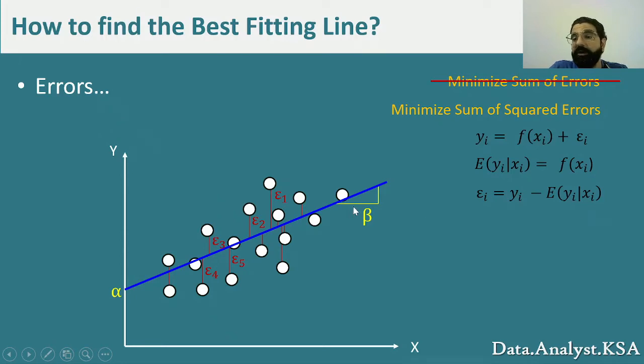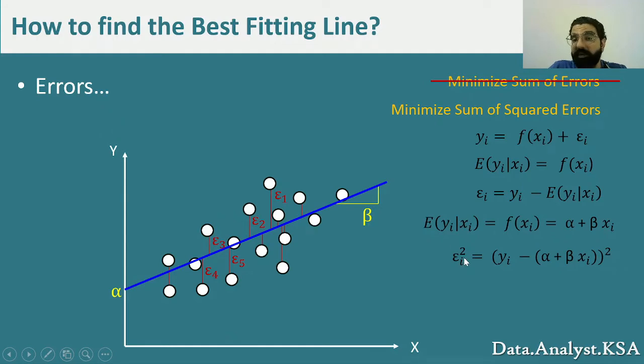So what we can say is that the expected value of y given x equals f of x, which is alpha plus beta xi, where alpha is the intercept and beta is the slope of the line. The slope represents by how much my line leans upwards as I increase my xi. For example, for xi equals 1, it's going to be alpha plus beta. For xi equals 2, it's going to be alpha plus 2 beta, and so on.